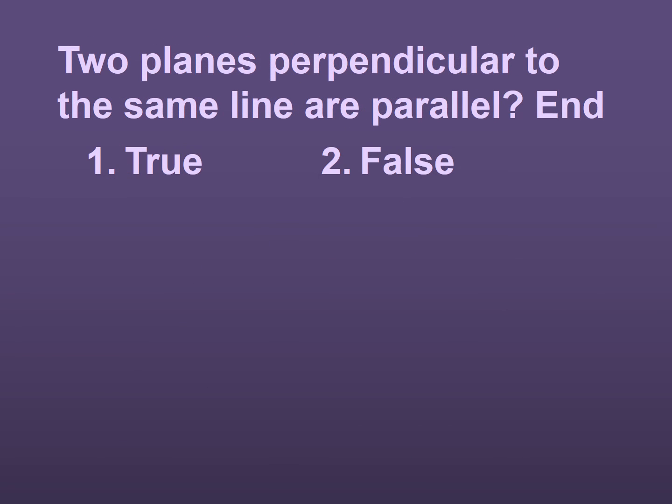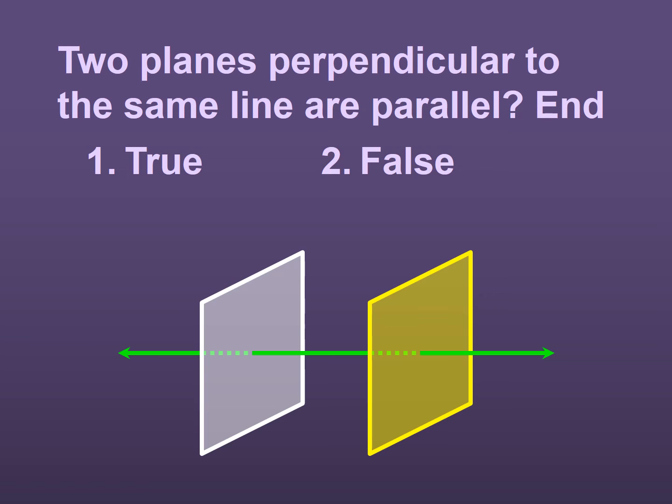All right, this is our last statement we're going to look at. It says that two planes perpendicular to the same line are parallel. So let's think about the image. You've got two planes that are perpendicular to the same line. So that means they are intersecting that line at 90 degrees. Okay, so here is our line, and here are the two planes. So the only way for them to go at 90 degrees is if they are parallel.